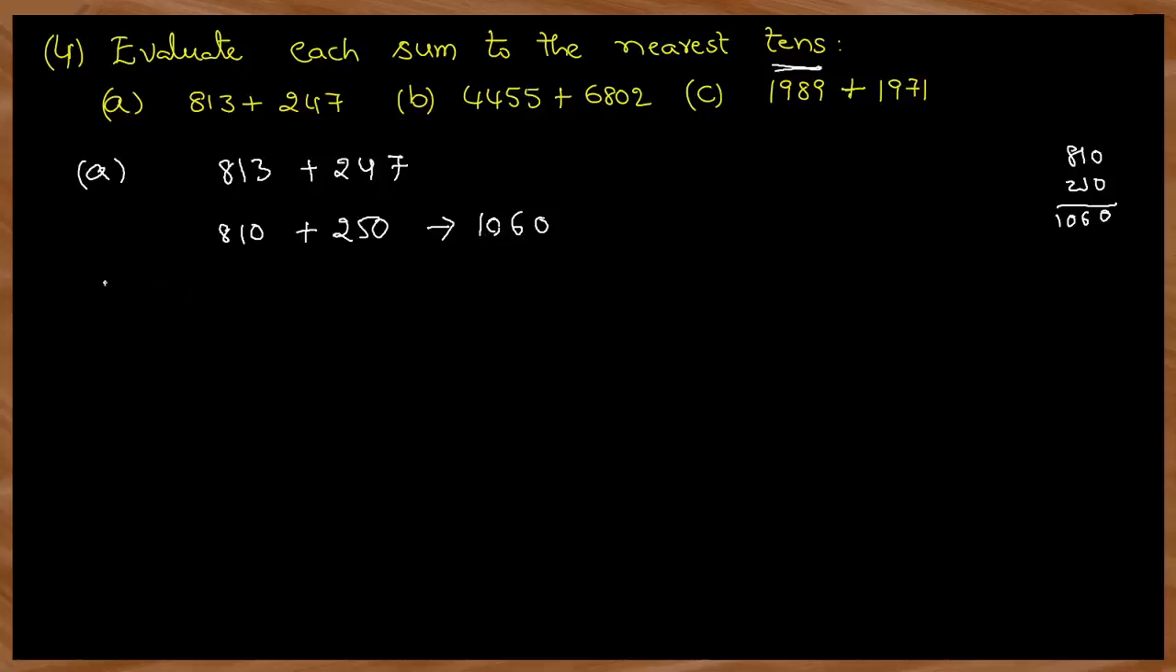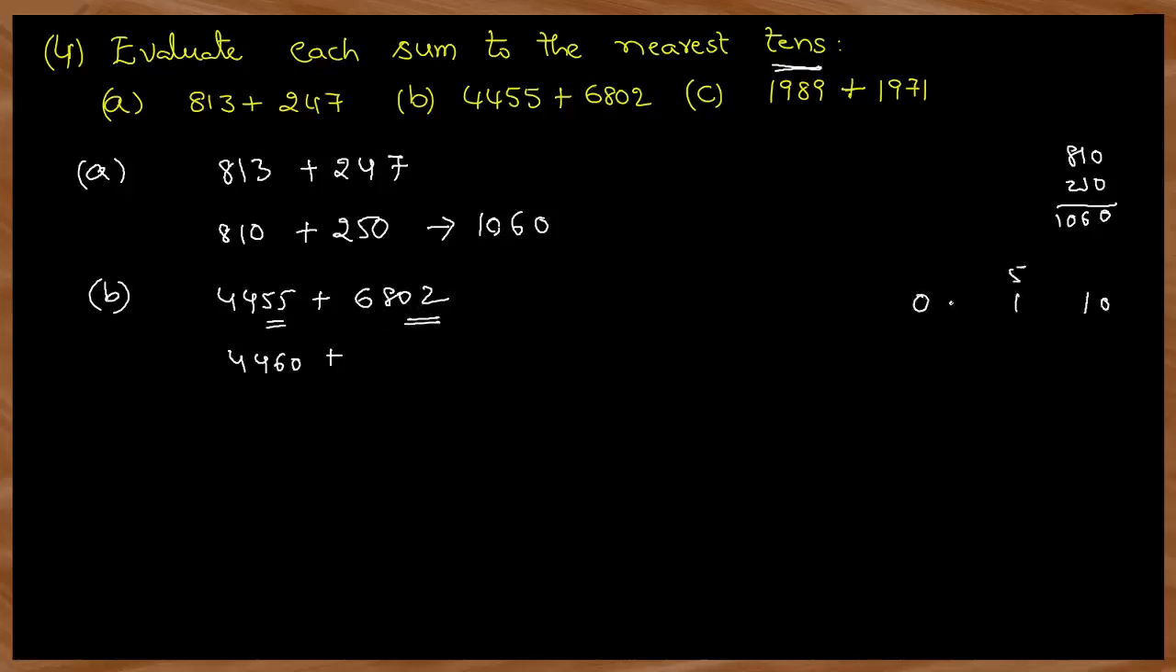So this is the sum nearest to tens. Next, first you have to convert them into nearest tens and then add. That's the problem here. Okay, 4455 plus 6802. Take the tens place only. 55 you can round up to 60. So 4460 is the nearest 10 of this. And here 6802. So nearest 10 of 2 is what? 0 only, because the tens place is 0, you have to check from 0 to 10.